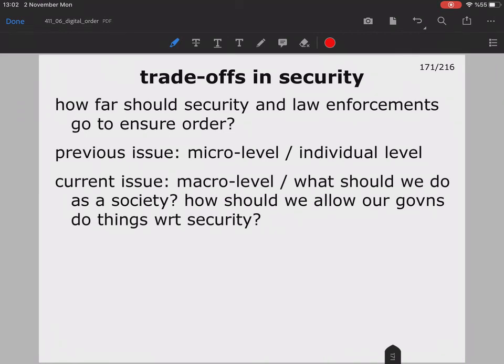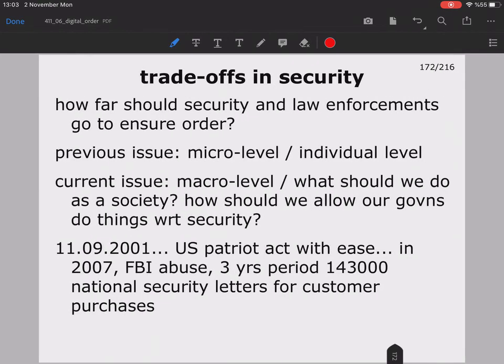So how about the trade-offs in security here? How far should security and law enforcement go to ensure order? The previous issue was micro level, where we discussed it at the individual level. But the current issue should be macro level. What should we do as a society for those security measures? And how should we allow our governments to act with respect to security? We should be able to answer these questions.